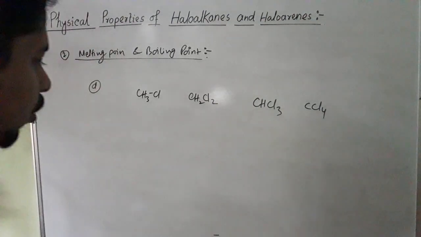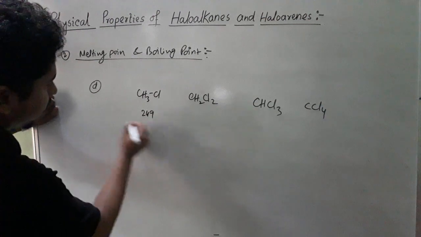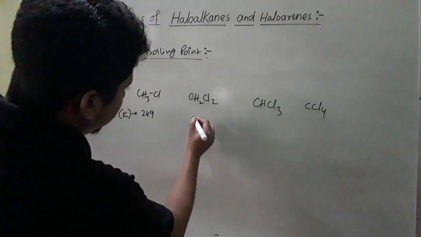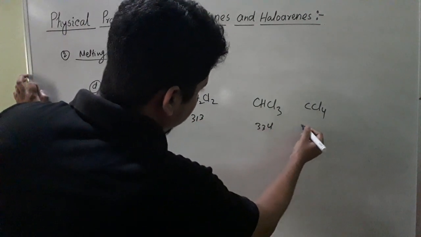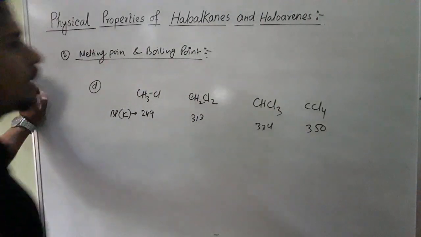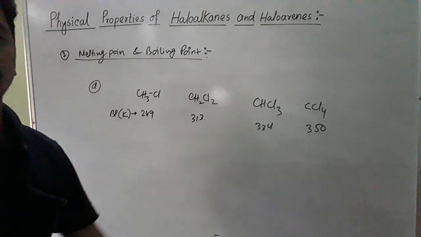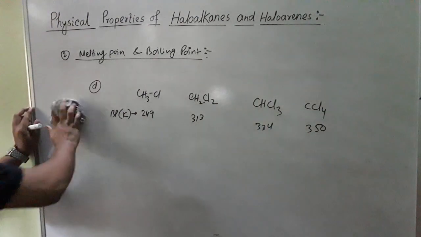Okay, so what is the boiling point? Here you see, this one is 249 Kelvin, this one is 313 Kelvin, this one is 334 Kelvin, and this one is 350 Kelvin. So you see from left to right the boiling point is continuously increasing.